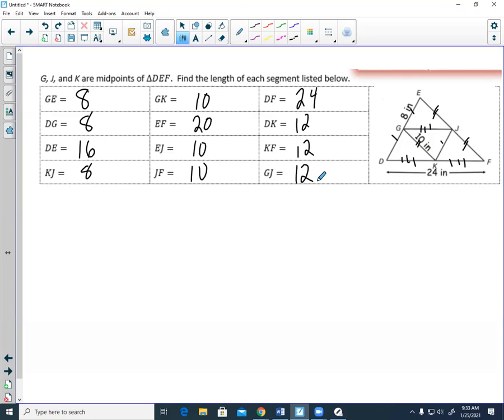So DK, KF, and GJ were 12. Okay? If you didn't see that or didn't understand how that worked, even if you didn't have these marks down, it's still possible to figure it out because of the midsegment theorem. If this is 24 down here, this is half of that. It was easy, as Blake said, to figure out that this was 16. If this is 16, this is half of that. This piece right here is half of EF. If 10 is half of something, 10 is half of 20, so EF would be 20.